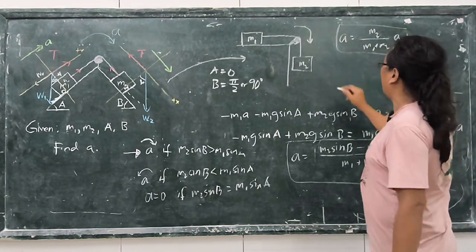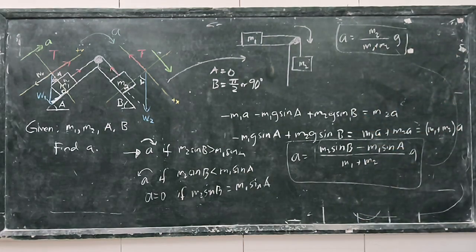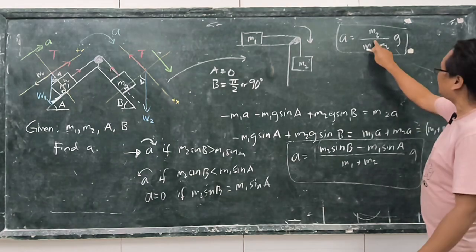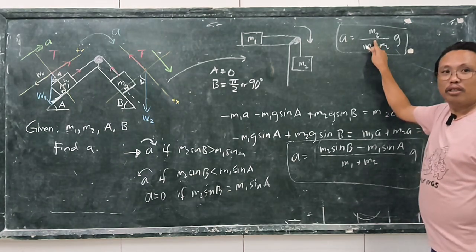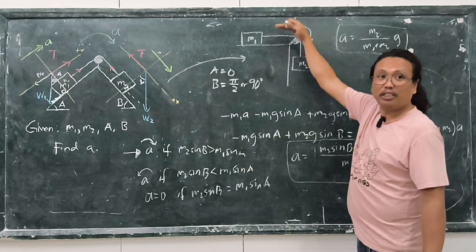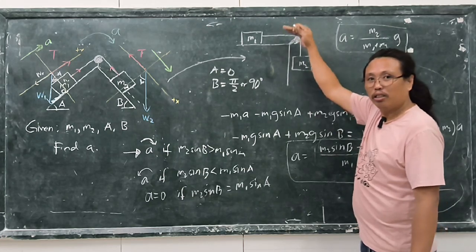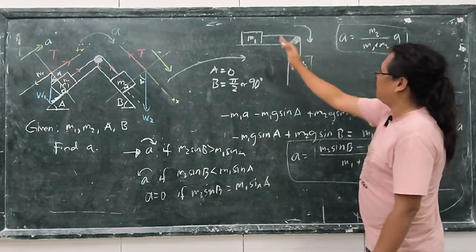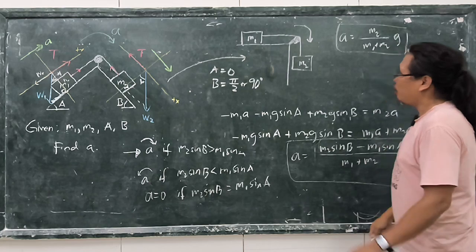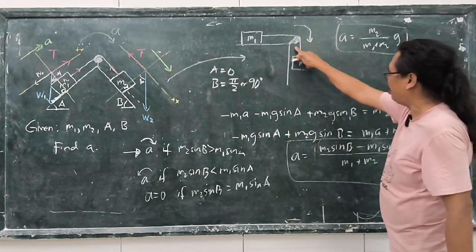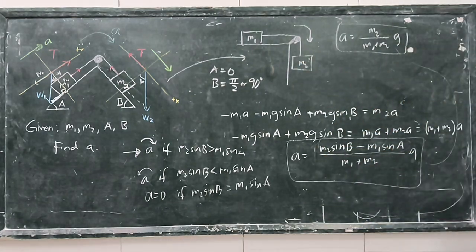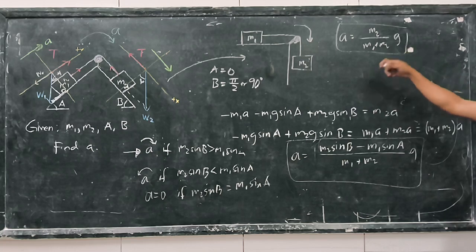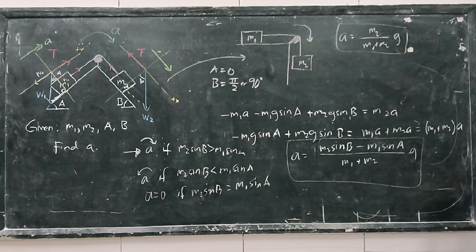And we can see that our acceleration is always positive, meaning that it always goes in our assumed clockwise direction. It cannot be negative because this cannot be negative. It's impossible for it to go the other way, right? Unless there is an initial acceleration. And also you can calculate the tension here by substituting this one there. Understood? So this is a special case.